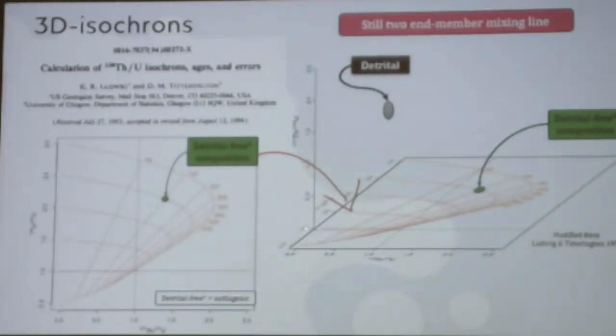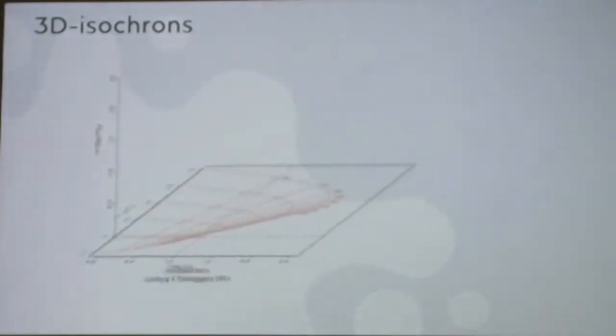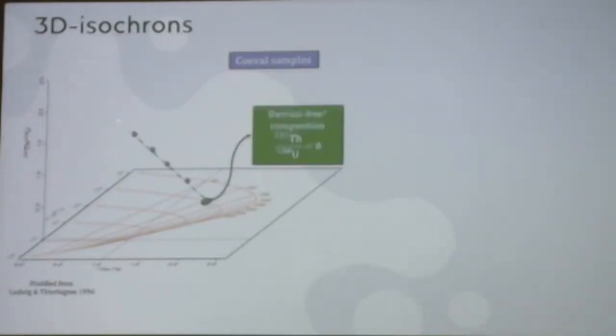This is zero, so this is detrital free, and the higher you go, the more detrital material. So this is the authigenic composition, the detrital-free composition, this is the detrital composition, and if you have coeval samples, they will form, again, a mixing line between these two phases, and then it's just a matter of getting a three-dimensional regression. In reality, we have the coeval samples, and we can project that to get the composition of the detrital-free sample, where 232/238 is equal to zero.